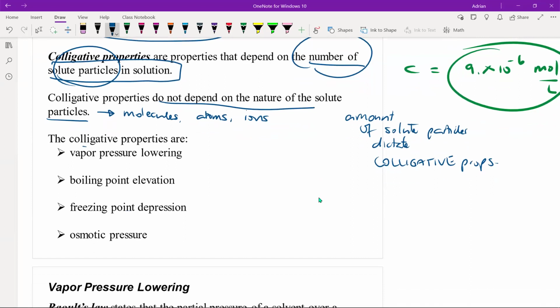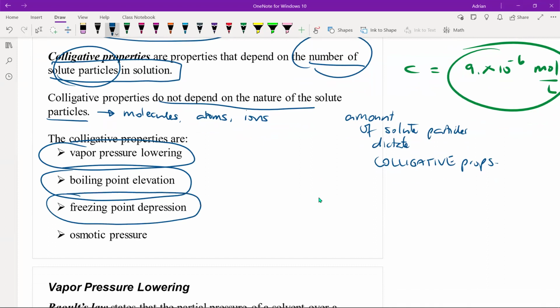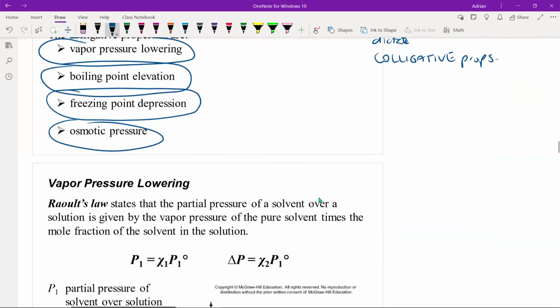The first one is the lowering of the vapor pressure. The second is the raising or the elevation of the boiling point. The third is the lowering of the freezing point, or freezing point depression. And then the last one is something known as osmotic pressure. So we'll take a look at the vapor pressure lowering first.